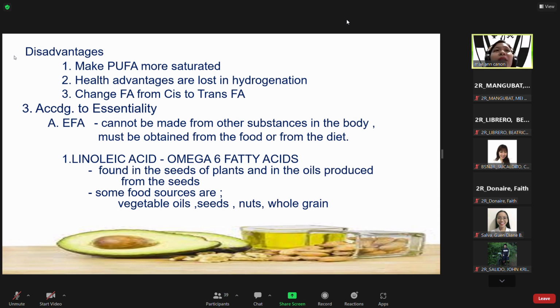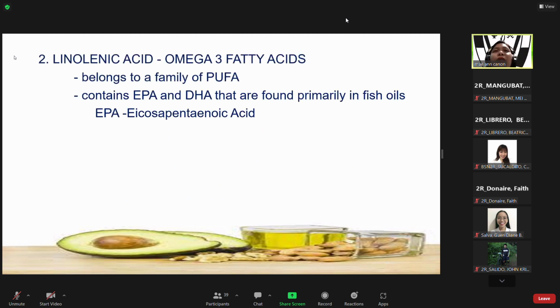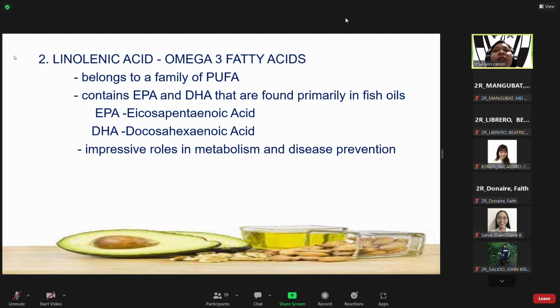So, according to essentiality, we have what we call EFA, that is your essential fatty acid. They cannot be made from the substance in the body and must be obtained from the food or from the diet. So, we have what we call omega-6 and omega-3, okay, class, they are good oil or good fats. So, they belong to the PUFA, which will help our body, for example, in metabolism and disease prevention, and also cover our hearts from any diseases.